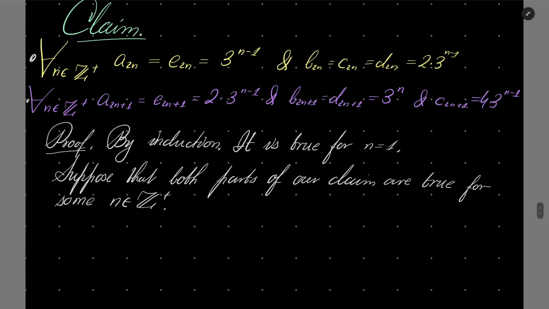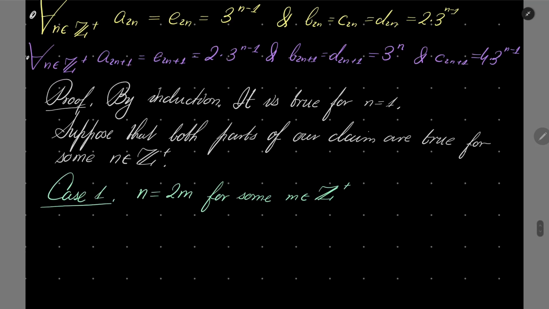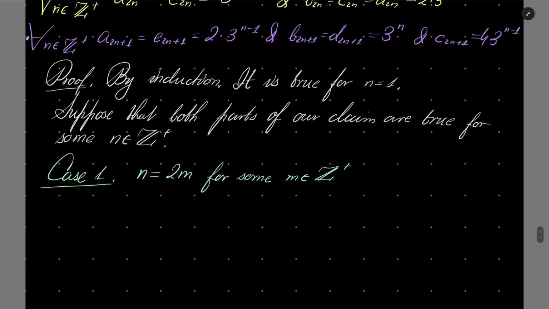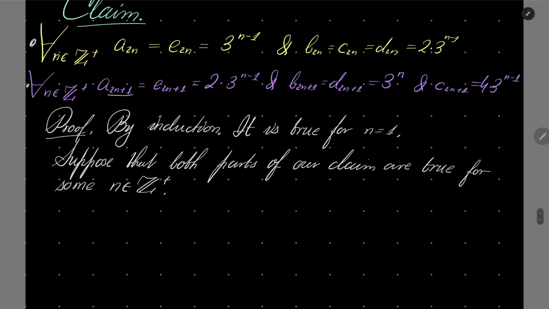So maybe let's consider two cases. Case number 1, n is even. n equals 2m for some positive integer m. We don't need to write them because we have n in our indices. So we have n already here and here. So okay, so now let's verify a2n plus 1 and a2n plus 3.